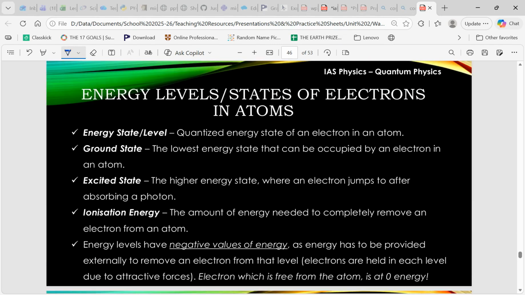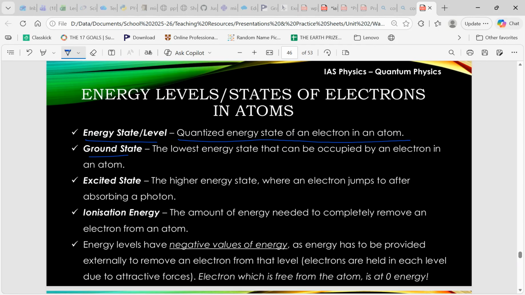On this slide, we get to see the basic definitions of all the important key terminologies that we need to know in order to understand this topic and in order to explain our answers. So let's just quickly go through them. Number one, energy state or energy level. How do we define it? Quantized energy state of an electron in an atom. What do we mean by quantized? Quantized means having a specific amount of energy. It cannot have just any random amount of energy. A specific discrete amount of energy an electron will possess when in a specific energy level.